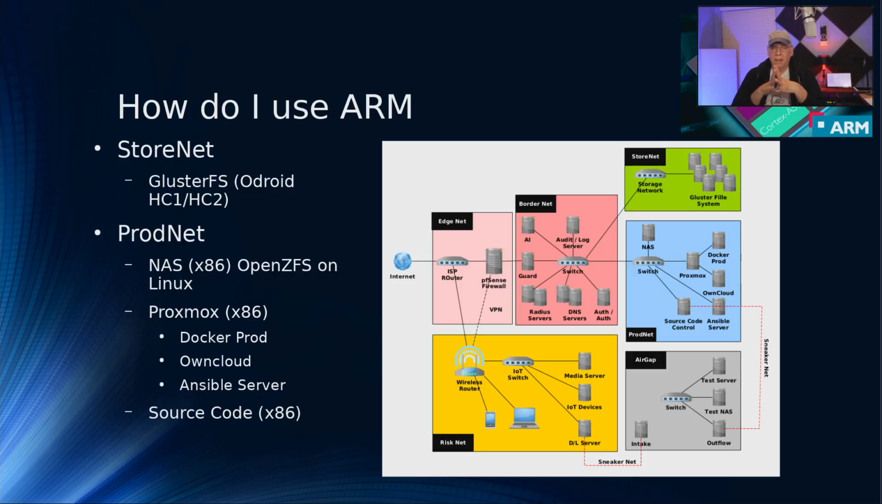Proxmox x86. I have a Docker production, and I don't have a test server there anymore. I'm going to move that down to the air gap. OwnCloud is running there, and Ansible server. So that really is my production network. Now, the Ansible server is used to maintain all the machines in the network.